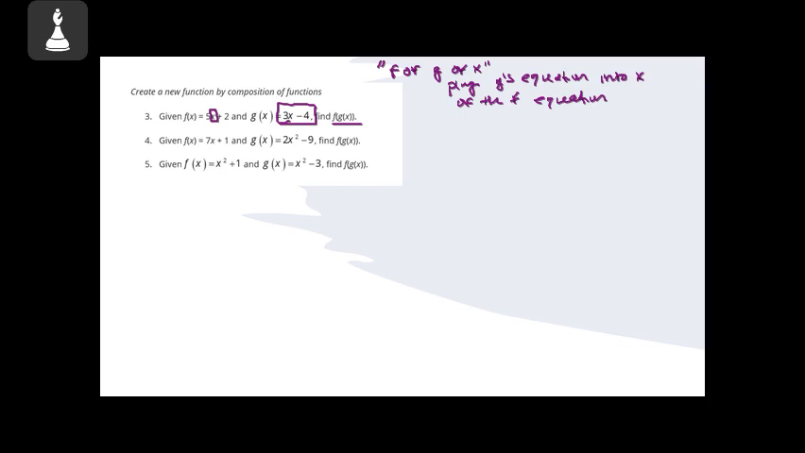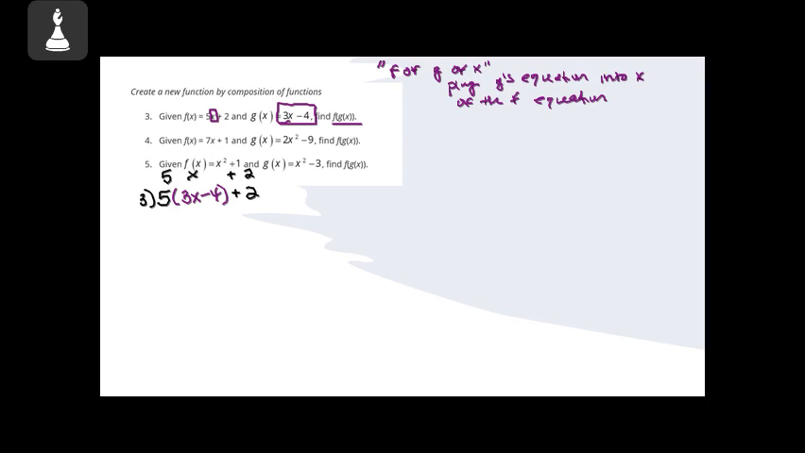So I'm going to do 5. Instead of x, I'm going to plug in 3x minus 4, which is g's function, and then plus 2. So it was originally 5x plus 2, but in place of x, I'm plugging in g's function. And then I'm going to work it out.